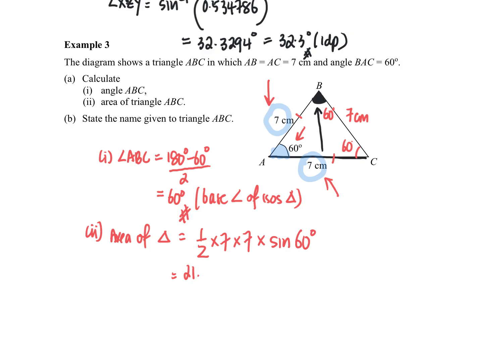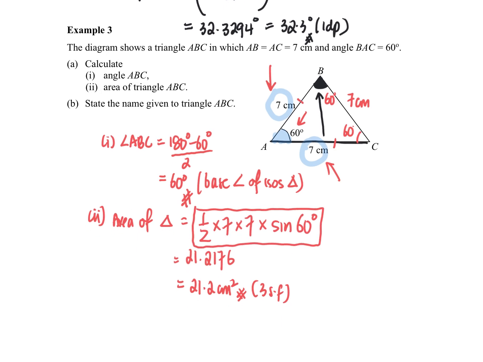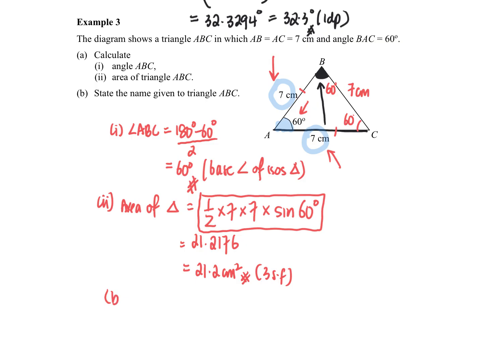Okay, so what is the answer? 21 point? Okay, so have more than 5 first, then you round off to 3SF. Okay, so area of triangle formula is new to you. Okay, then what is the name of the triangle given? Equilateral.